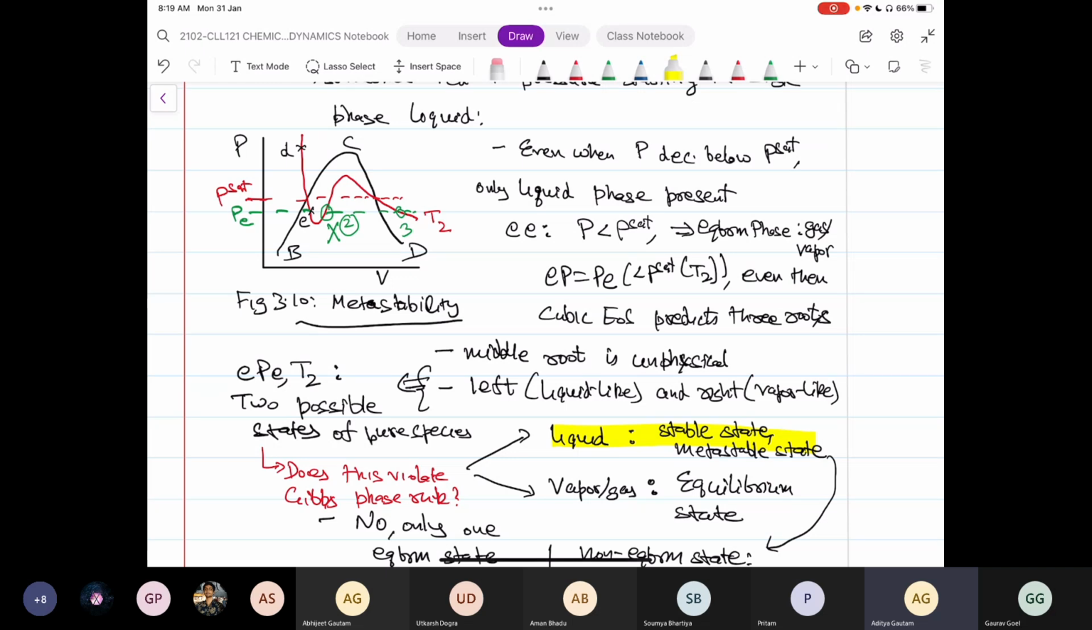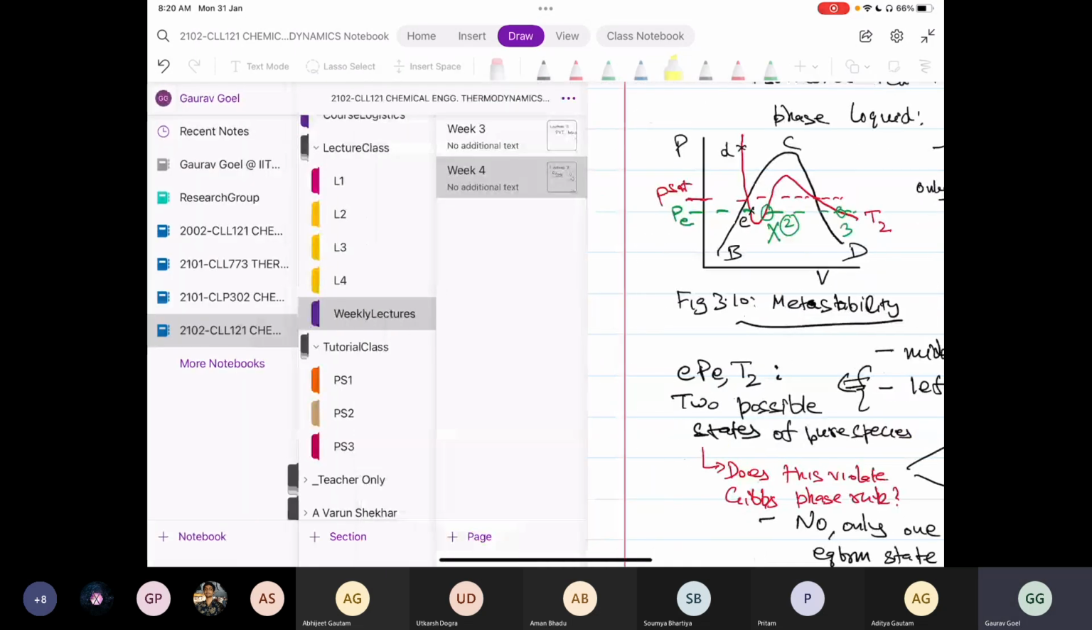Superheated liquid, I guess. That one. Superheated liquid, right? So if you go to that, I've shared a video on the supplementary reading material section, visualizing metastability. This particular experiment visualization is given in that video.